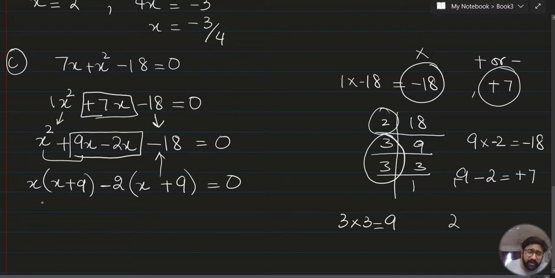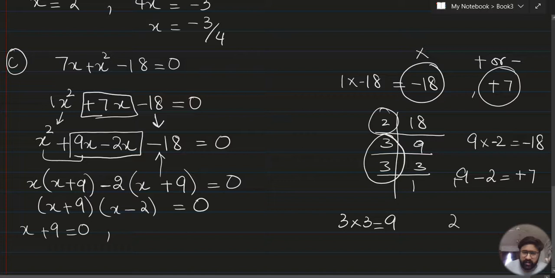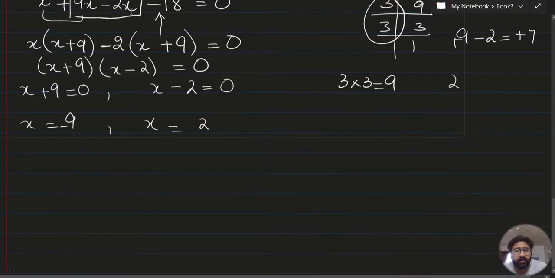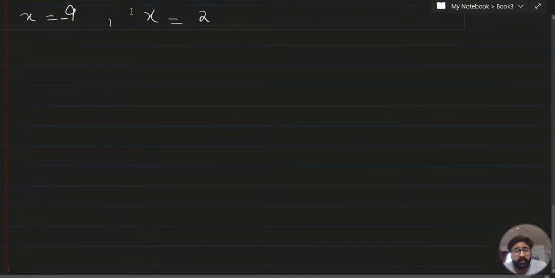Since the two brackets are repeating themselves, it is going to become x plus 9 into x minus 2 is equal to 0. Now we'll put both the two brackets equal to 0. The reason is as explained above, and the value of x can be minus 9 and the value of x can be plus 2. These are the two values of x that satisfy this equation. Now let's move on to the next part, part D.